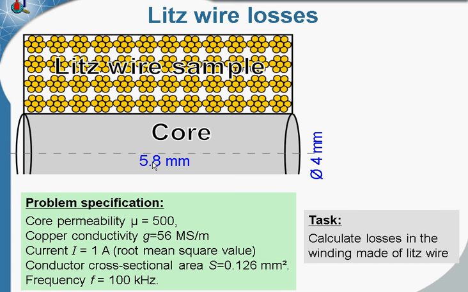The solenoid is energized by the alternating current with a root mean square value of 1 ampere and the frequency of 100 kHz. Our task is to calculate losses in the winding.